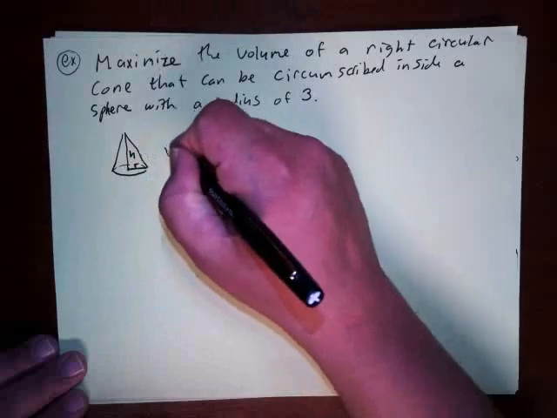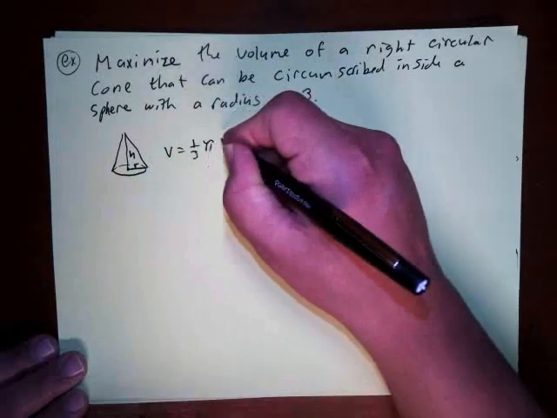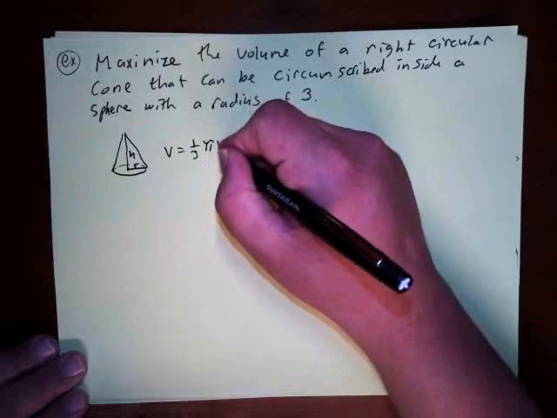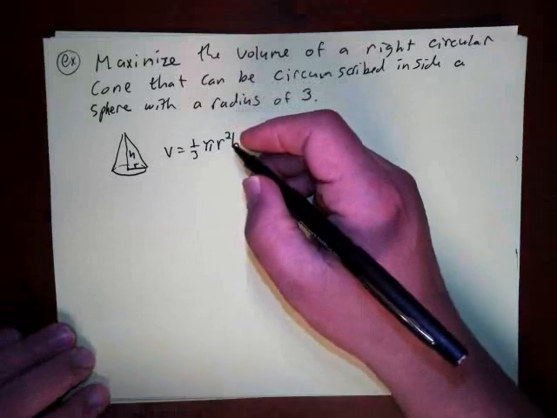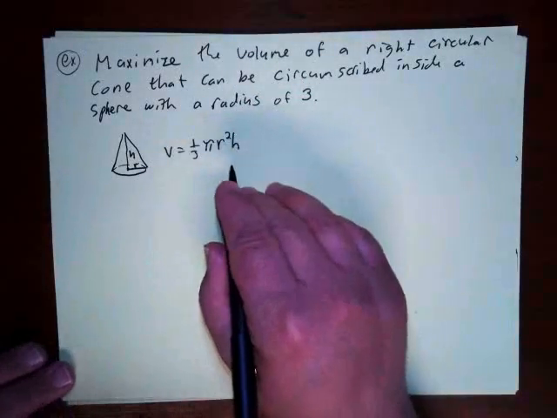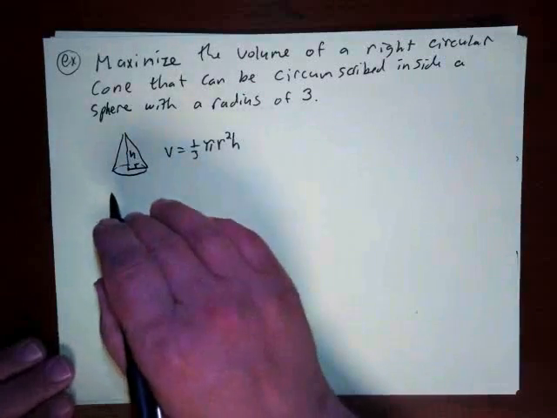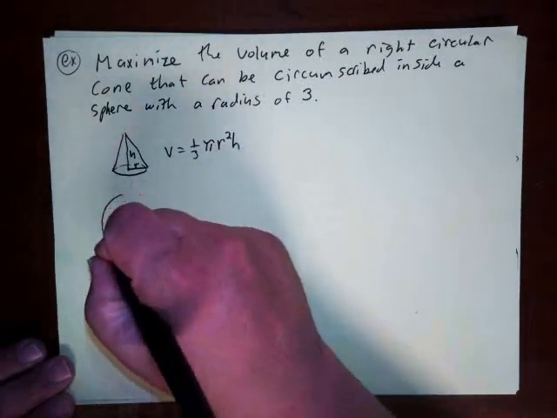And the volume of that cone is 1/3 pi r squared times the height. So this gives you the volume of the cone, but now this cone is inside of a sphere with a radius of 3.